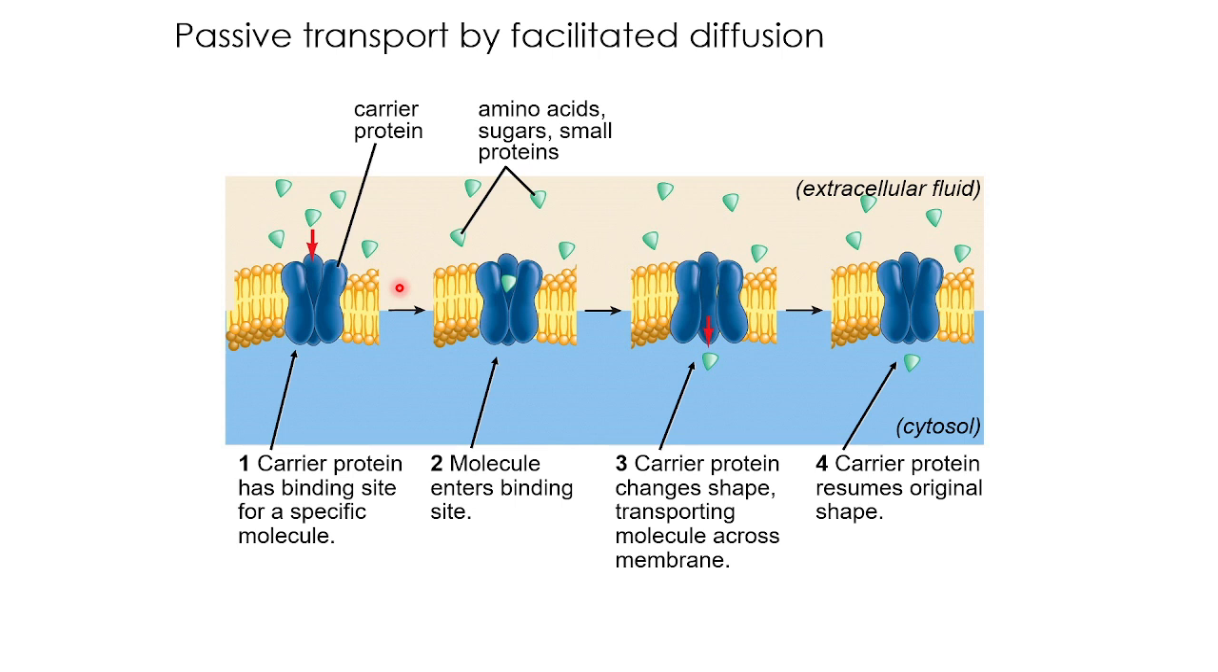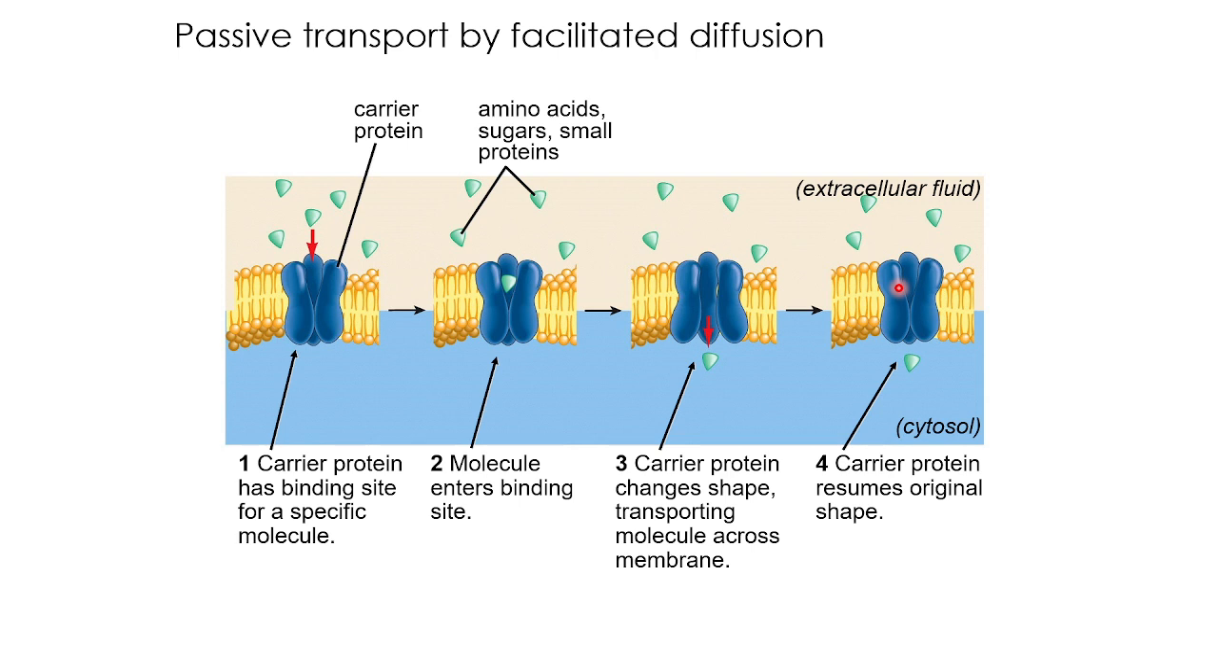Now you have the passive transport by facilitated diffusion, where you have a carrier protein that has a particular binding site for a specific molecule. When it captures that particular molecule, the gate opens and the molecule enters the binding site. When it enters the binding site, it also passes a signal to the inside of the cell, and then the inner portion of your protein opens up and the carrier protein changes shape, thereby transporting molecules across the membrane.